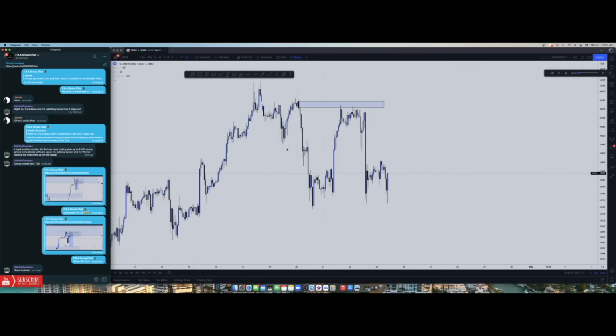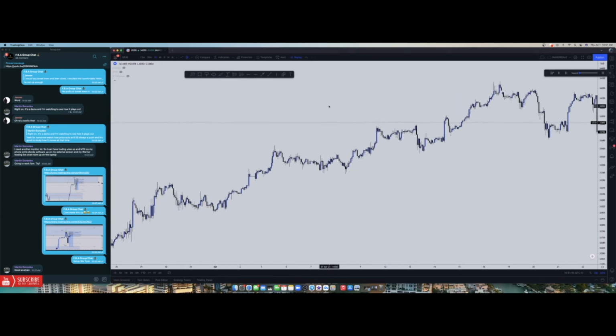There's a reason behind all that. It's not happening for no reason. It's not because of support and resistance. It's not because of a trend line. Because at the end of the day, these biases can be switched like nothing.